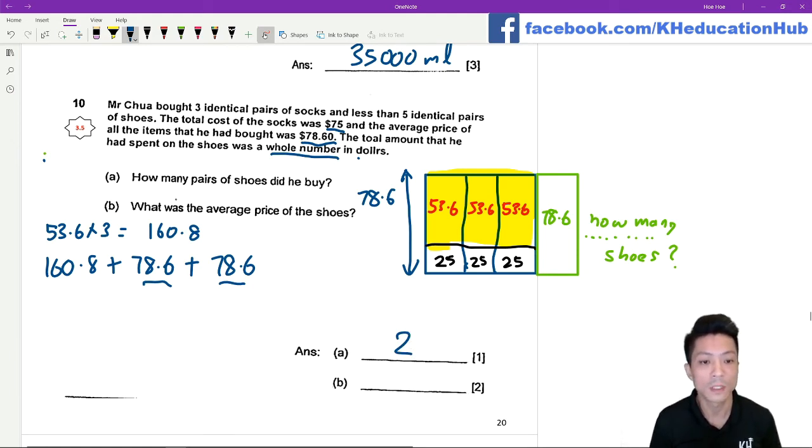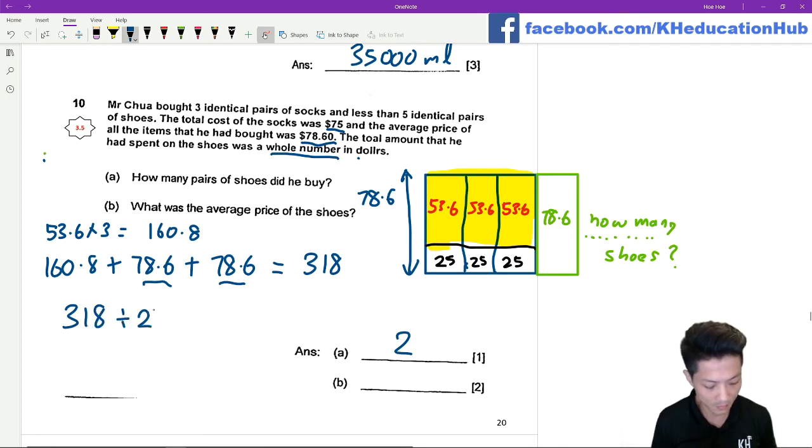Now they want us to find the average price of the shoes. If I calculate this, it's going to give me the total price of the two shoes, which is $318. So to find the average price of the shoes, I use 318 divided by 2, which is going to give me $159.